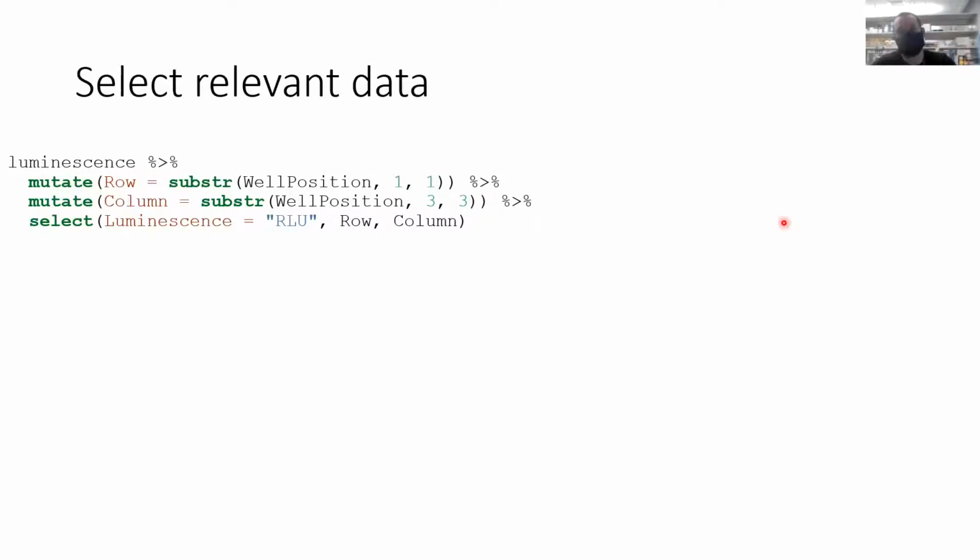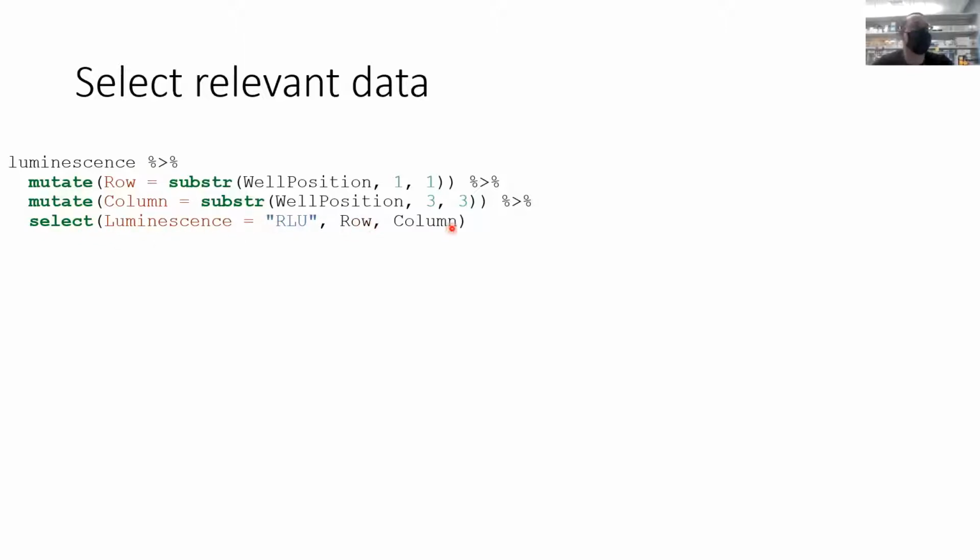Next, this is going to be more familiar. I'm selecting only the relevant data, because you saw there was a bunch of data in there that's QC that I don't really care about. So I'm taking the RLU column. This is how you rename it when you select. I take the RLU column and I name it luminescence, because that's what it is.